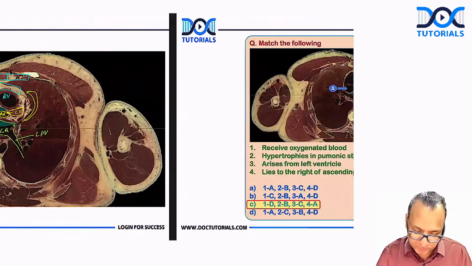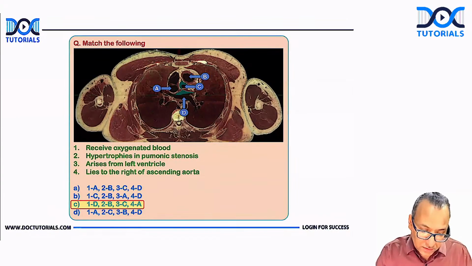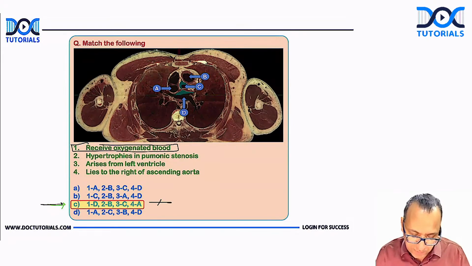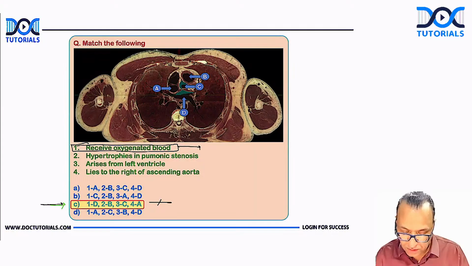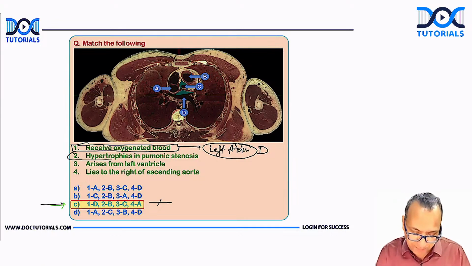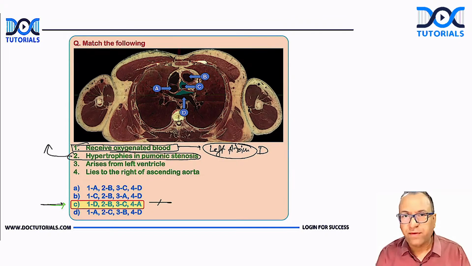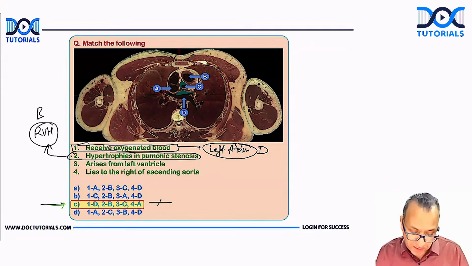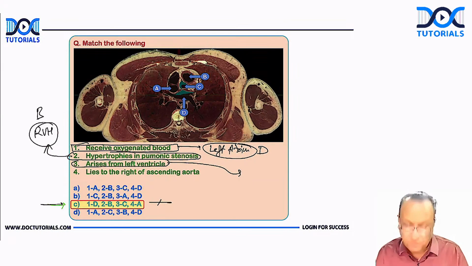So with that information, your answer is choice number C. And why? Let us see. Receives oxygenated blood. Who receives oxygenated blood? The left atrium. So if it is left atrium, then what is the marker? Marker is D. Then hypertrophies in pulmonary stenosis. We have just discussed the tetralogy of Fallot. Who was hypertrophying in pulmonary stenosis? Right ventricular hypertrophy. So where is right ventricle? B. That is marker B. Then arises from the left ventricle. Who is arising from left ventricle?